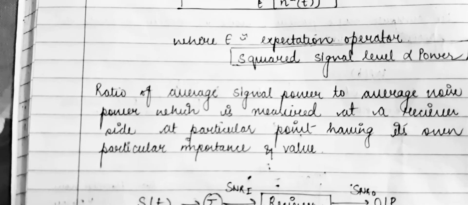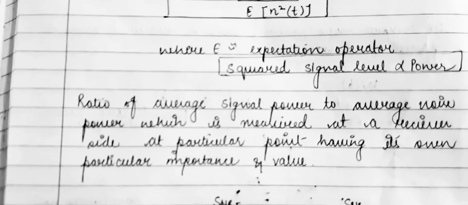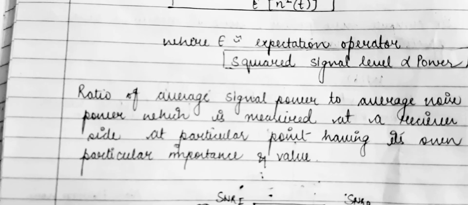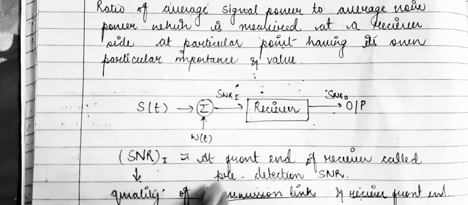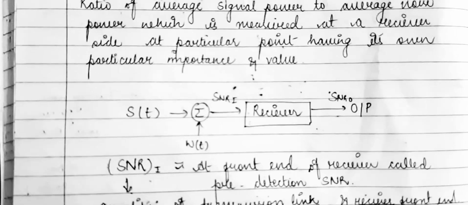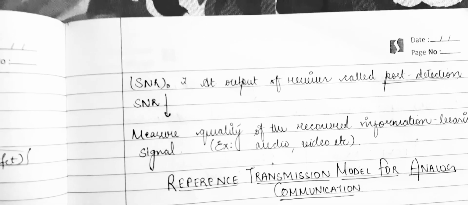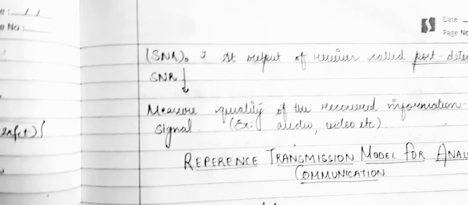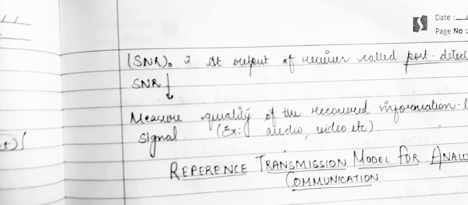Here we can see that we have an input signal s(t) combined with white noise, the front-end receiver noise, and at the receiver we have the SNR output and the SNR input. The SNR input, at the front end of the receiver, is always known as the pre-detection SNR, which is used for the quality of the transmission link and front-end receiver. At the output of the receiver, it is called the post-detection SNR, which is used to measure the quality of recovered information-bearing signals, for example audio, video, etc.